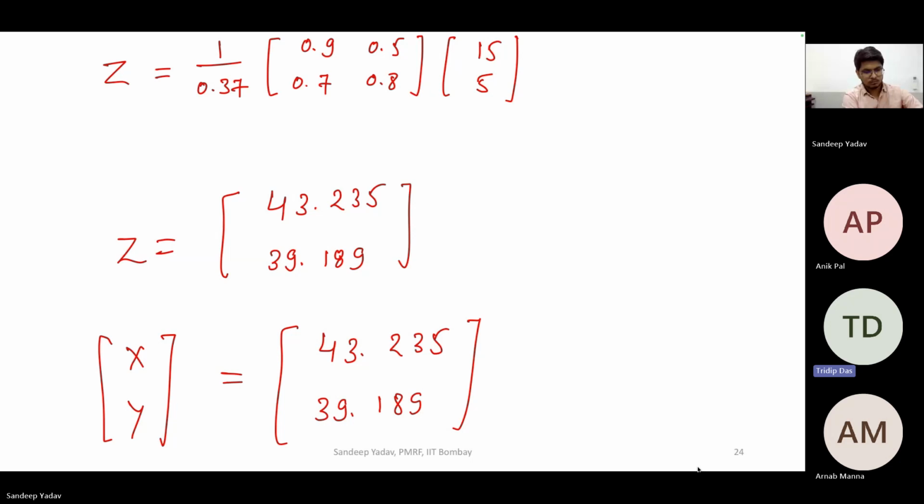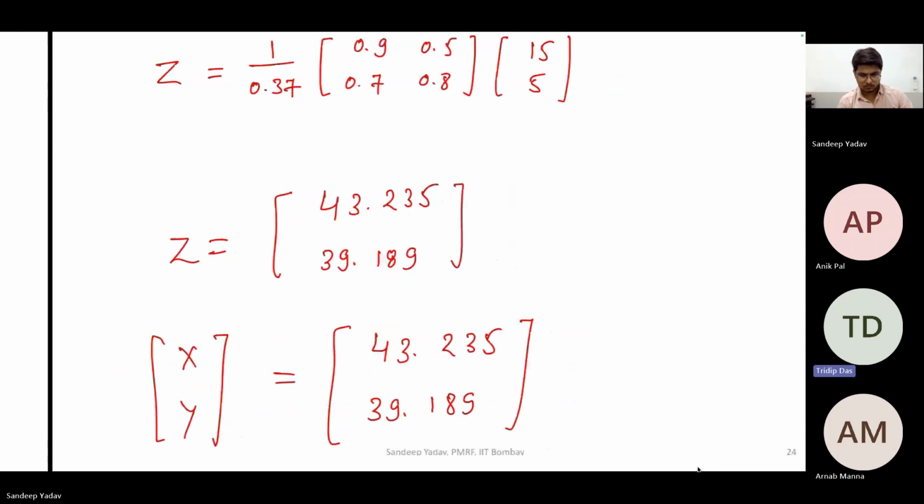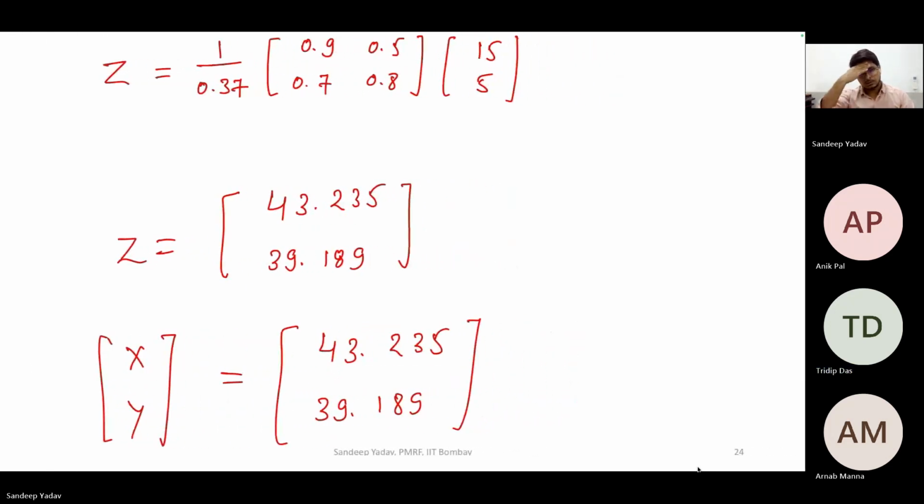Sir, is there any criteria to fulfill for the Leontief inverse, that all the coefficients in the diagonals are greater than one? Is there any criteria fixed for Leontief inverse? Because there is 0.9.